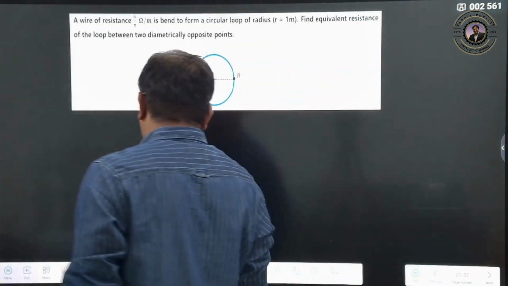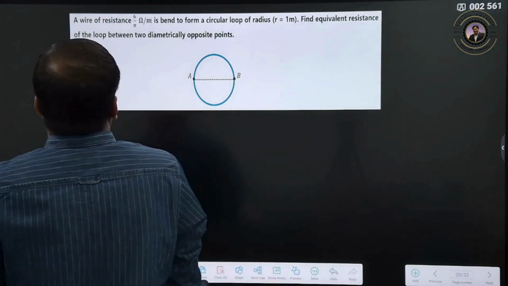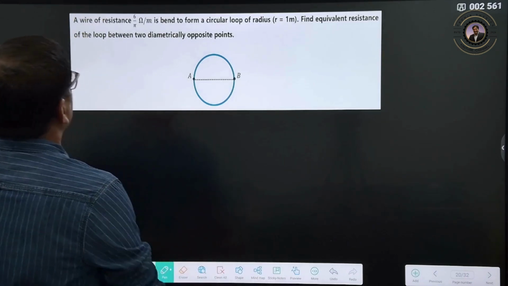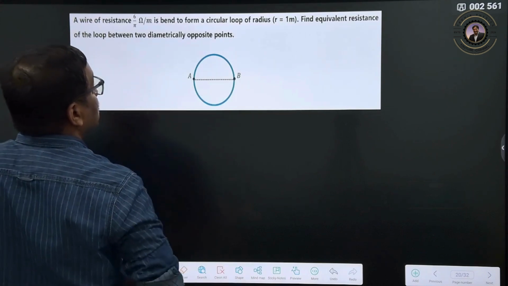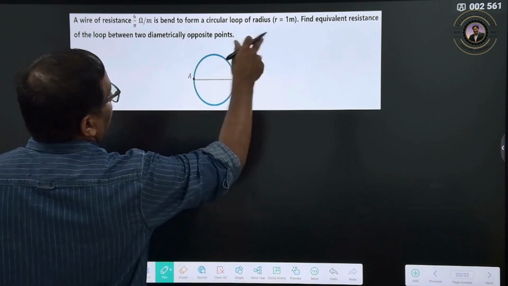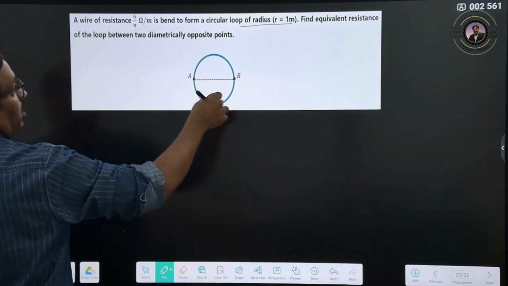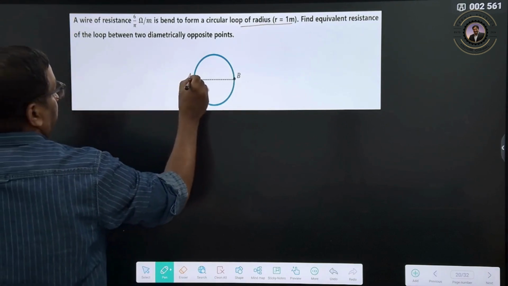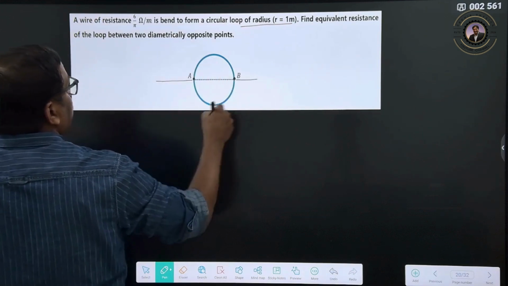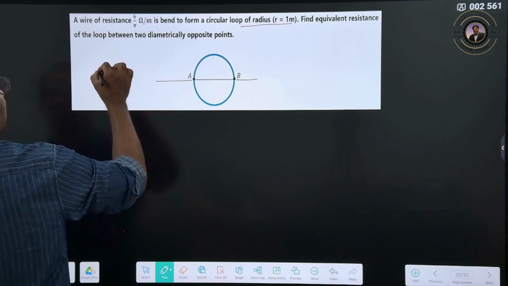Right. What does he say now? He says that the resistance of the wire is 6 by pi ohms, in the form of a circle loop of radius 1 meter. So find the equivalent resistance across this, diametrically opposite points. So what is the total resistance now?